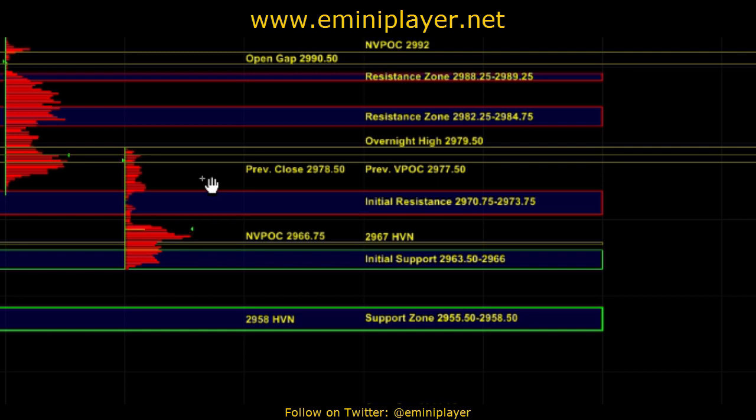So heading into the open, on the downside, we have initial support at 63.5 to 66. We have a high volume node at 29.67, and then we have important support at 55.5 to 58.5. And how the market responds to these areas of support is going to affect the intermediate term bias.